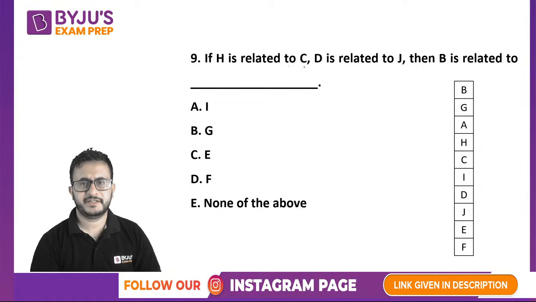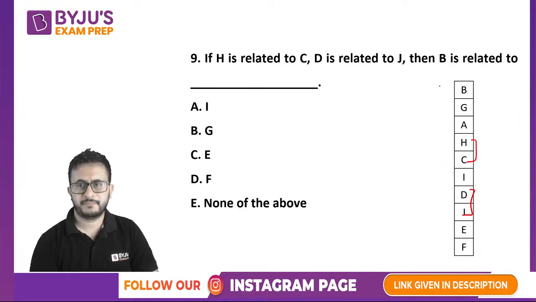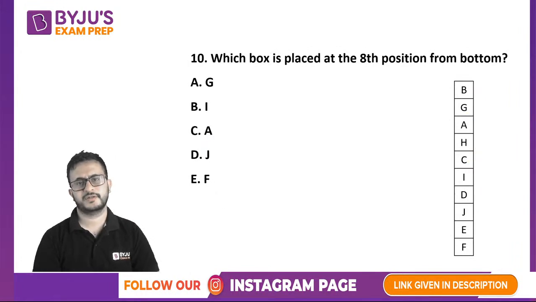So H is related to C, right? H is related to C. D is related to J. So that means the one just below. B is related to what? B is related to G. So you just have to relate the one that is just below the given box.